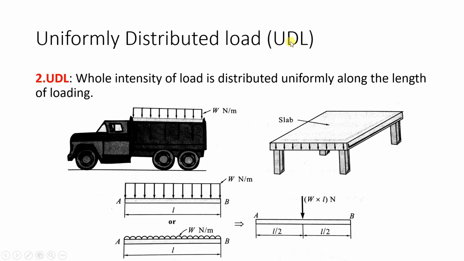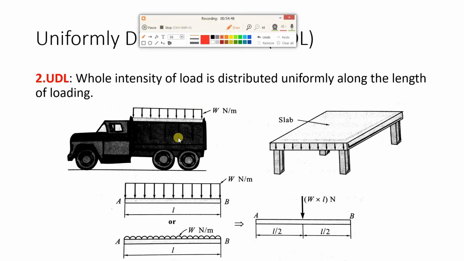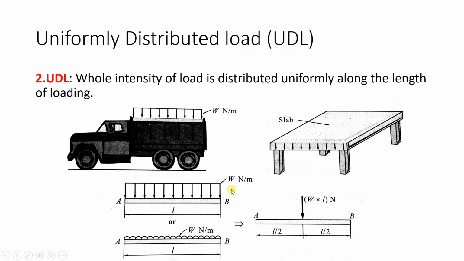Now, UDL is given in various ways in the question paper. If you see the numericals, this is one way in which a beam is shown A to B, and here you can see point loads are shown throughout the beam. But this is called uniformly distributed load. The magnitude of the load is the same, and it is uniformly distributed. Or you can see the second diagram like this. In this way also you can show uniformly distributed load. Now the intensity of this uniformly distributed load is given by W Newton per meter. So this is the intensity of uniformly distributed load.